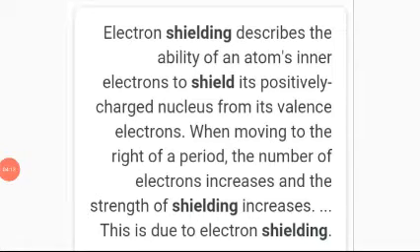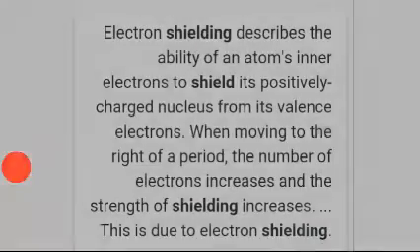Again, the definition: electron shielding describes the ability of an atom's inner electrons to shield its positively charged nucleus from its valence electrons. Inner electrons cover, hide, or protect the nucleus. When moving to the right of the periodic table, the number of electrons increases. The number of electrons along the period gradually increases, but the shells remain the same, so there is a fixed shielding effect.